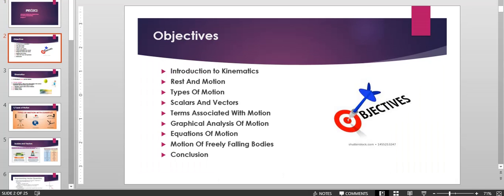So, the benchmarks that we will be covering in today's lecture are Introduction to Kinematics, Rest and Motion, Types of Motion, Scalars and Vectors, Terms associated with motion, Graphical analysis of motion, Equations of motion, Motion of freely falling bodies, and in the end, the conclusion.